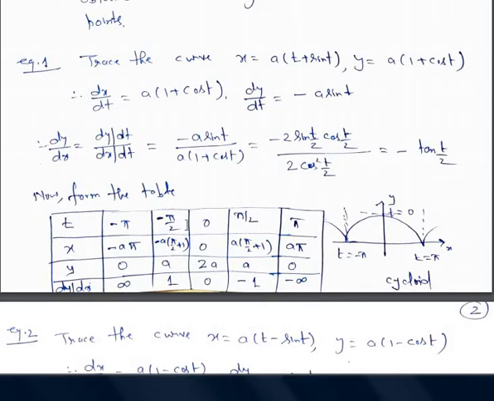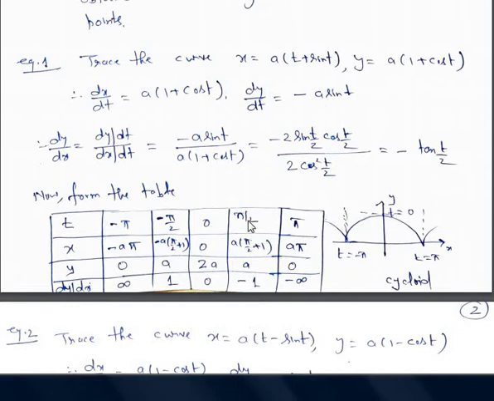Similarly, at t = -pi/2, x is -a(pi/2 + 1), y is a, dy/dx is 1. dy/dx 1 means the tangent makes an angle of 45 degrees at this point. Similarly, when t is 0, then x is 0 and y is 2a and dy/dx is 0. So at the point (0, 2a), dy/dx is 0, meaning the tangent is parallel to the x-axis.